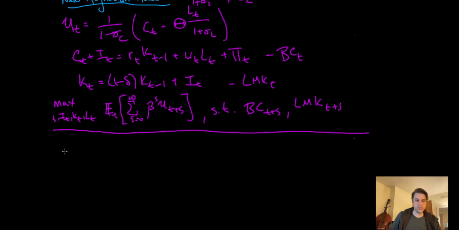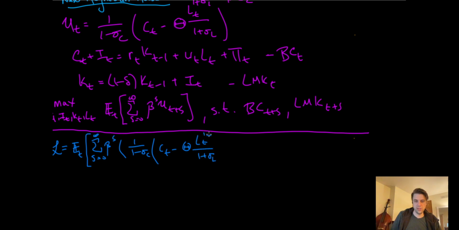So we write down the Lagrangian, which will just be the intratemporal utility function. Expectation at time t, sum from s equals 0 to infinity, beta^s, intratemporal utility function, (C_t minus capital theta L_t^{1+sigma_l}/(1+sigma_l)), all wrapped around 1 minus sigma_c.